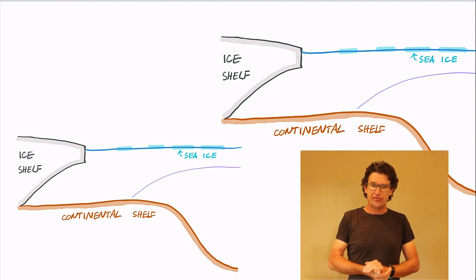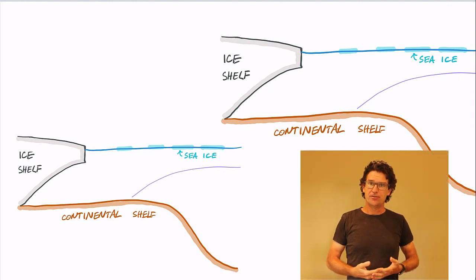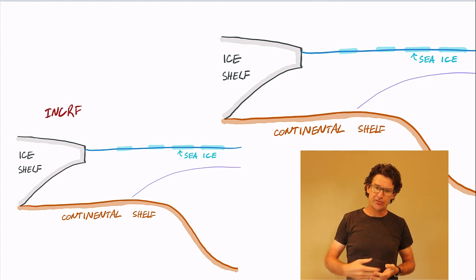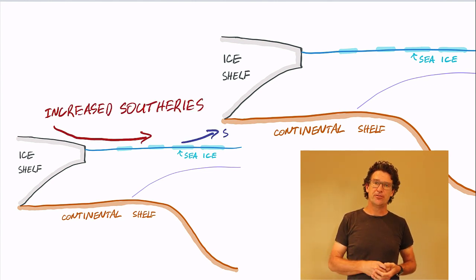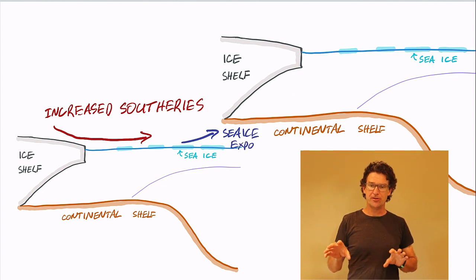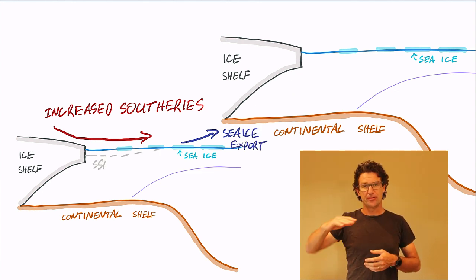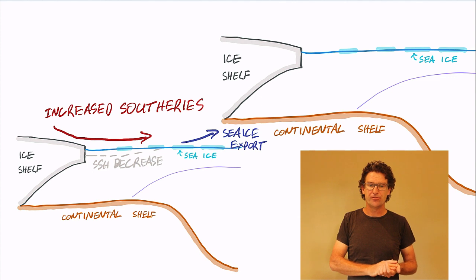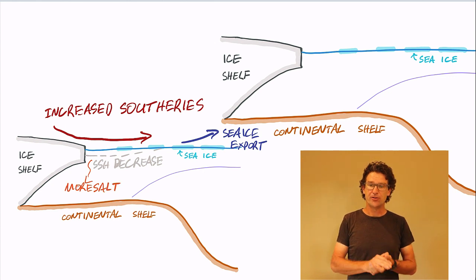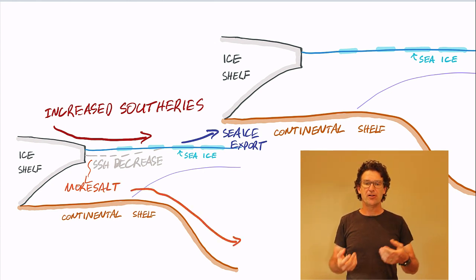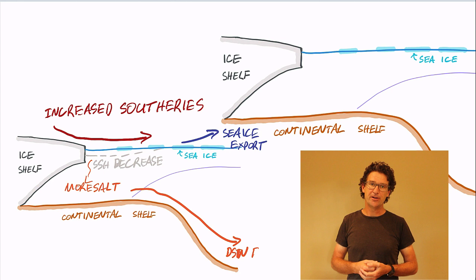We can summarise the effect of winds on the Antarctic margin as follows. If we increase the strength of southerly winds, then we export more sea ice from the continental shelf. This results in thinner sea ice and a gradual reduction in the sea surface height on the shelf. By exporting fresh water through the sea ice advection, we're leaving more salt on the shelf. The shelf becomes more saline, giving more dense shelf water formation and a stronger Antarctic bottom water circulation.